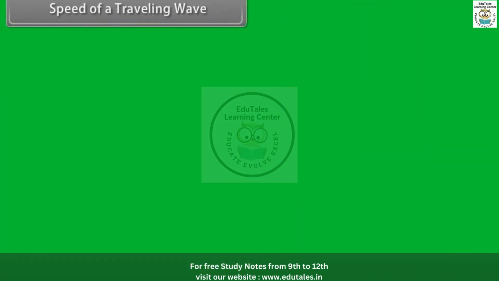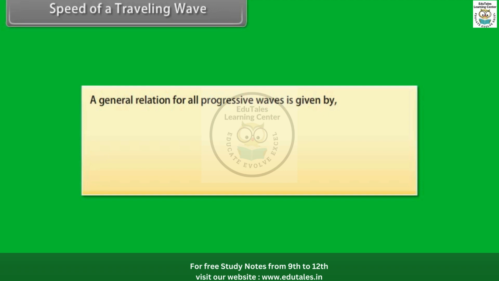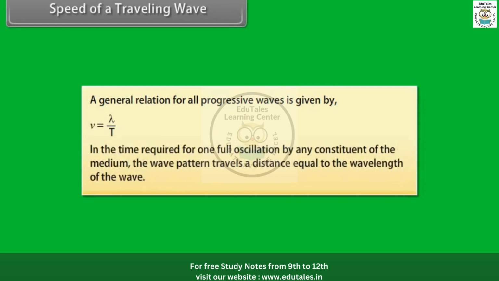Speed of a traveling wave. A general relation for all progressive waves is given by v = λ/T. In the time required for one full oscillation by any constituent of the medium, the wave pattern travels a distance equal to the wavelength of the wave.